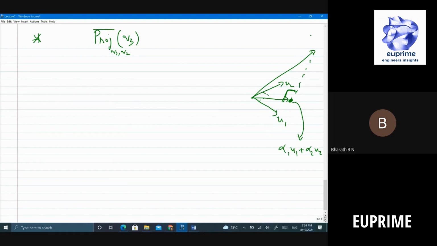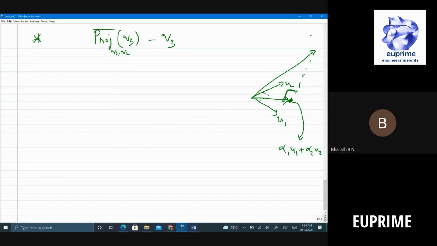What should I do now? I should ensure that this is a unit vector. How do you know that this is a unit vector? I don't know. It's not really a unit vector. So what should I do after this? Any idea? So I got this vector, right? I have to subtract v3 from that, right? So what do I get?